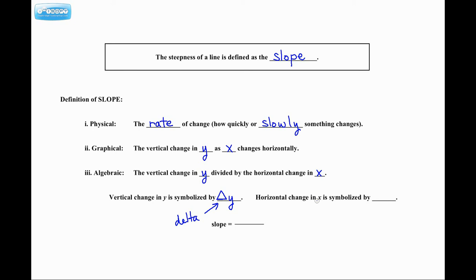The horizontal change in x is symbolized by delta x, or change in x, meaning from one point to the next, how did my x values change? So the slope, therefore, is the vertical change divided by the horizontal change between 2 points.